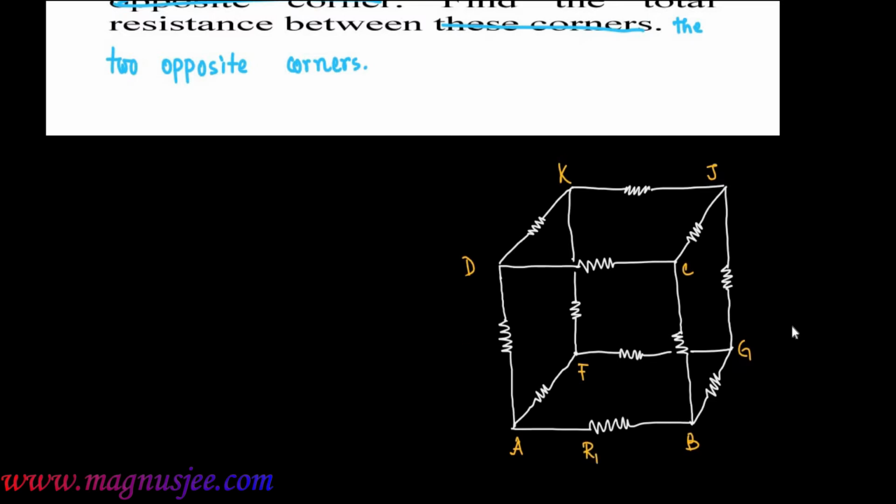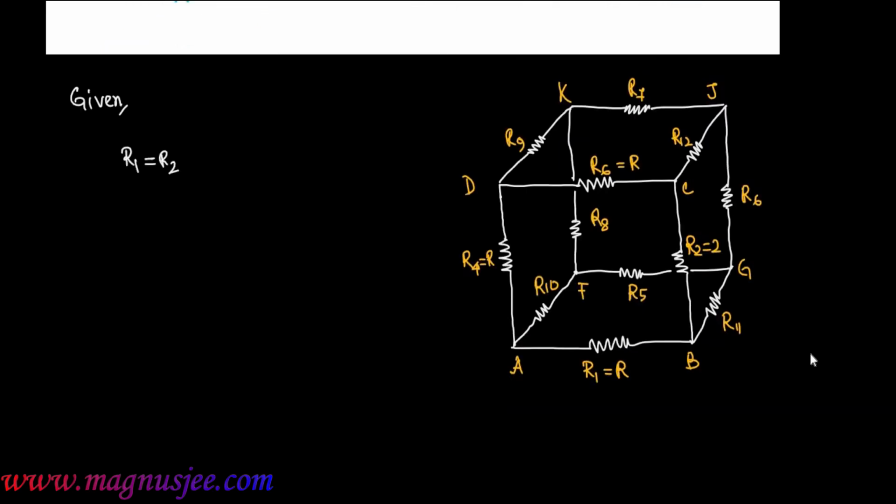The 12 resistors of the skeleton cube are R1 equal R, R2 equal R, R3 equal R, R4 equal R. Then in the back face of the skeleton cube we have R5, R6, R7, R8. Then the remaining 4 resistors are R9, R10, R11 and R12. In this case, between D and C, the resistance should be R3, not R6. According to the given condition, R1 equal R2 equal R3 equal R12 equal R.